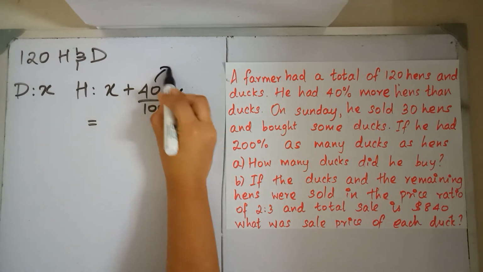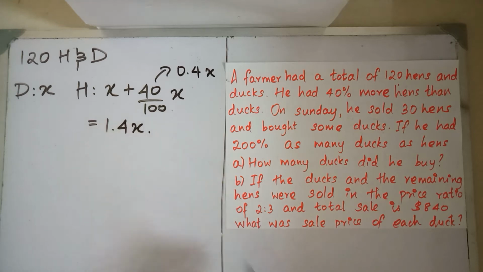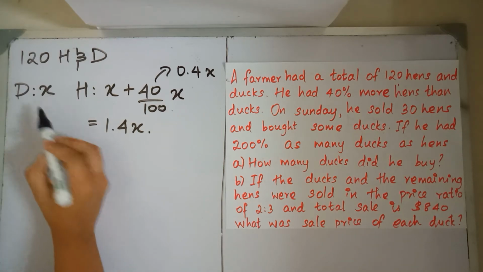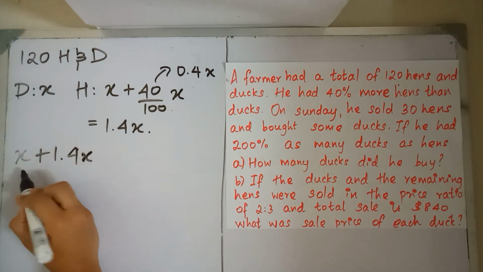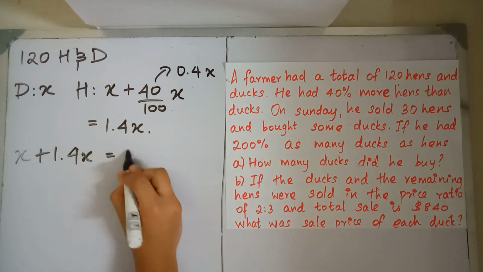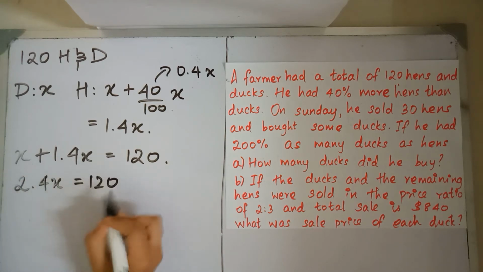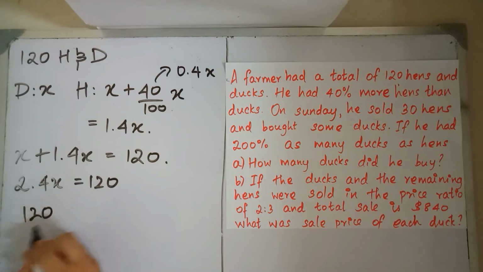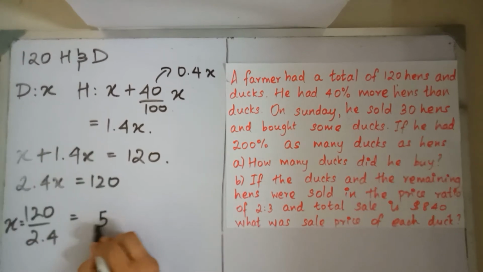So this will be 0.4x, and X plus 0.4x will give 1.4x. So now the total number of hens and ducks is 120. So we can find the number of ducks, or X, by equating it as follows: X plus 1.4x. So this is the number of ducks, this is the number of hens, will be equal to 120. On solving this, we can get X easily. So X will be 120 by 2.4, which will give X, and X will be 50.